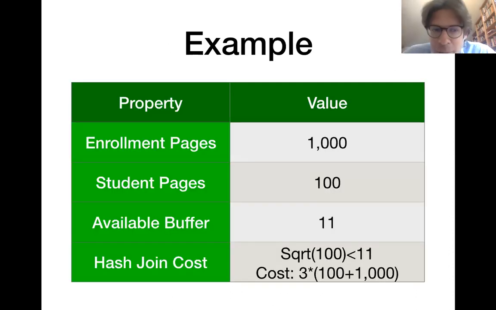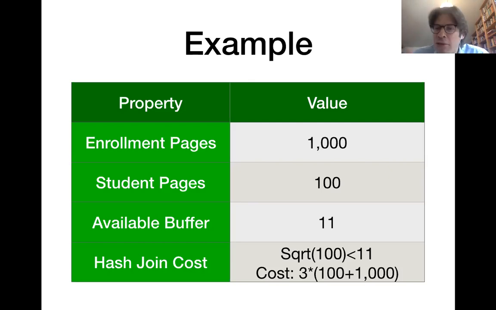This is a little example, the same example that we have been using for the nested loop joins. Here we are joining the enrollment and the students tables with 1,000 enrollment pages and 100 student pages. And let's say that we have 11 buffer pages available. The smaller input table is the students table here, and it has 100 pages. The square root of that is 10, which is a little bit smaller than the amount of main memory that we have available. So that seems okay.